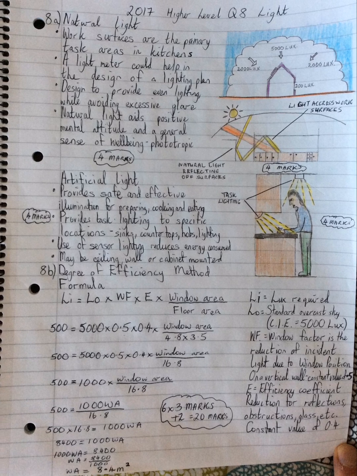There are 4 marks for the notes on natural light, 4 marks for your sketches, 4 marks for notes on artificial light, and 4 marks for the sketches. So that is a total of 16 marks for Part A.